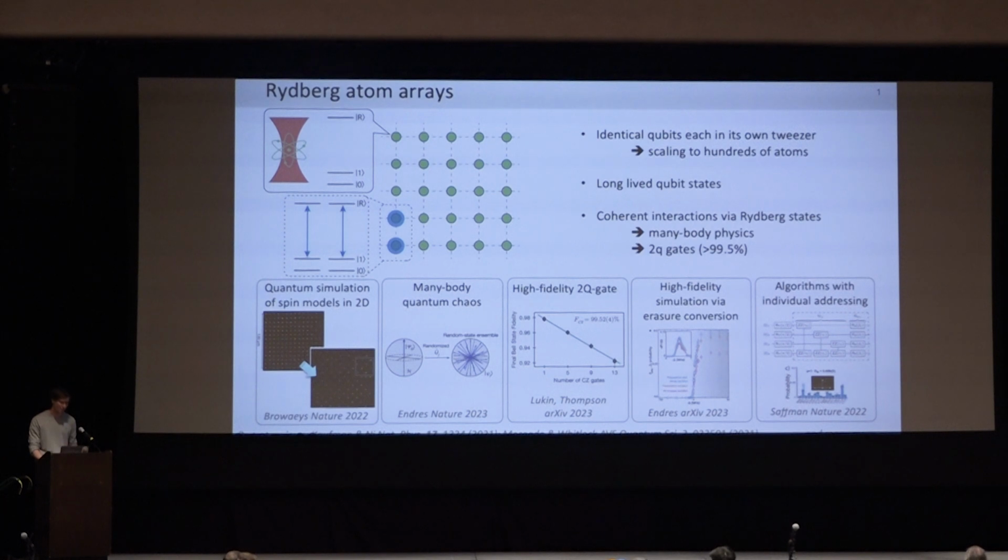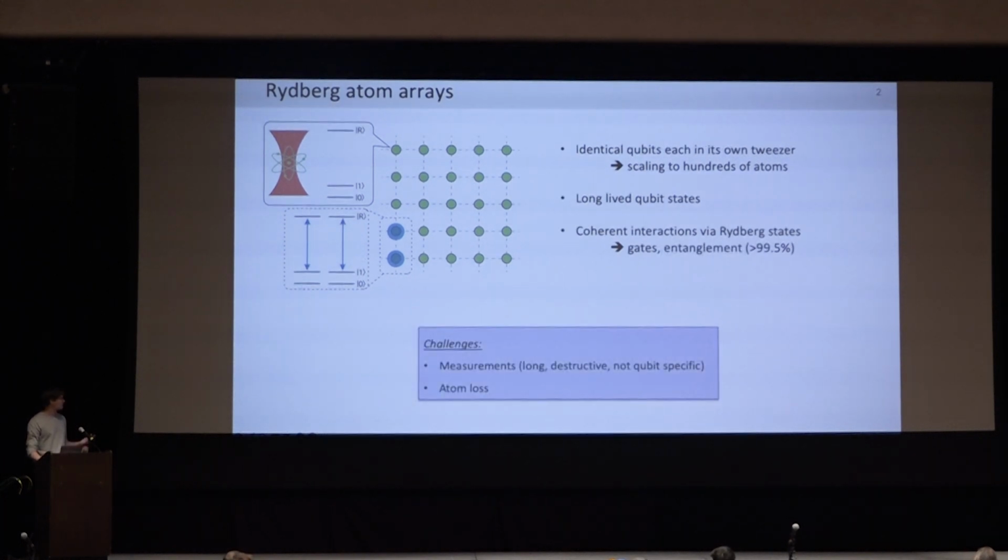But like every platform, of course, we have challenges, and two that stand out in particular are that measurements are typically quite long, they're destructive, and they're not qubit specific. And as Julia just mentioned, we always have to contend with atom loss. So as you run deeper and deeper circuits, you are going to lose atoms, and at some point you just run out of atoms.